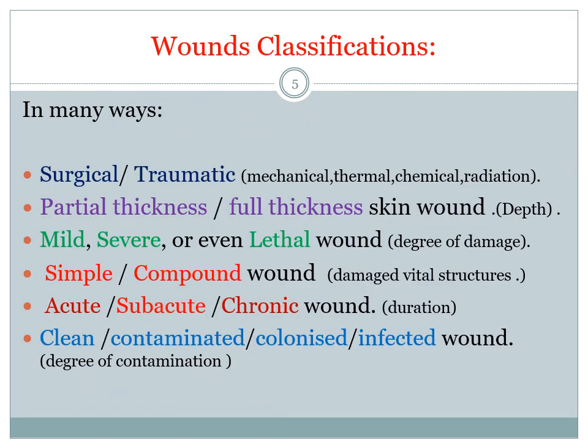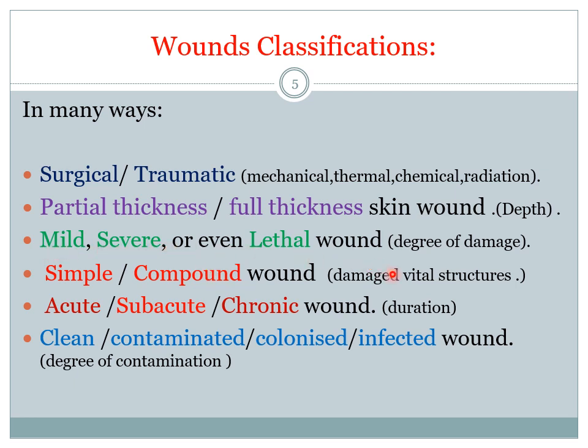Some of them are based on the causative factor. So in this case, the wound can be classified into traumatic or surgical. Traumatic may be caused by mechanical trauma, thermal, chemical, or radiation. Wounds may also be classified according to their depth into partial thickness wounds and full thickness wounds. According to the degree of damage, the wound may be classified into mild, severe, or lethal.